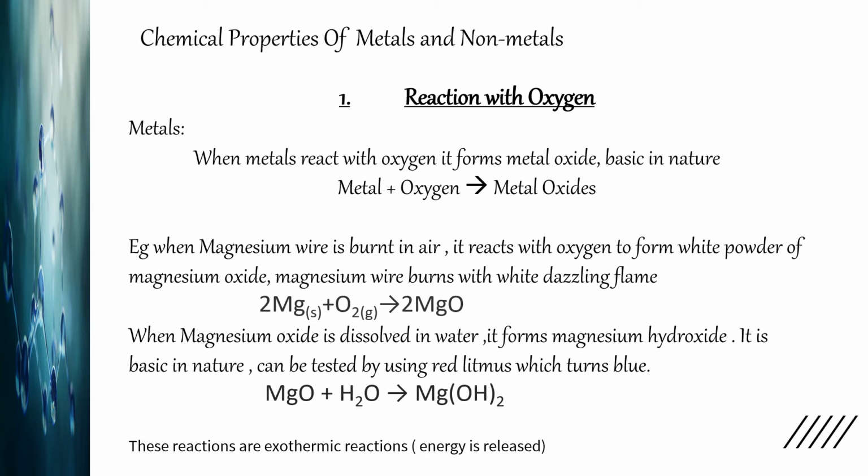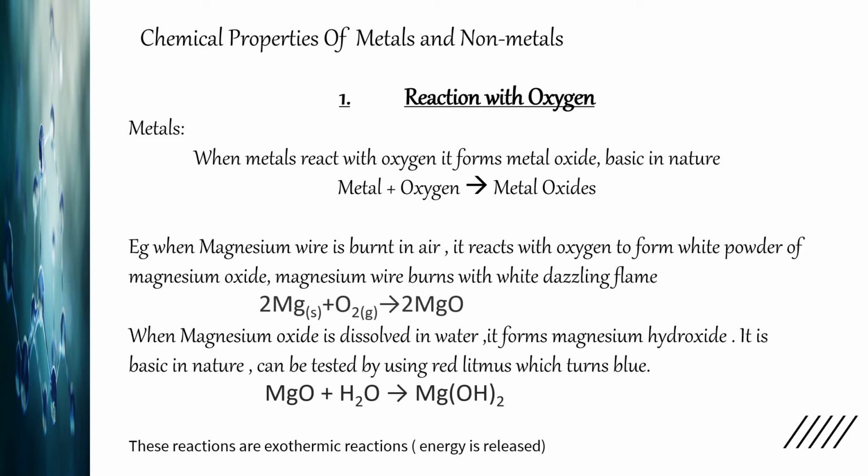So what happens when it is dissolved in water? The reaction is magnesium oxide, that is MgO, plus H2O giving Mg(OH)2. These reactions are exothermic reactions. Exothermic reactions means energy is released. If you are carrying out this chemical reaction, you will feel the temperature of the test tube has risen. You will feel the warmth in the test tube.